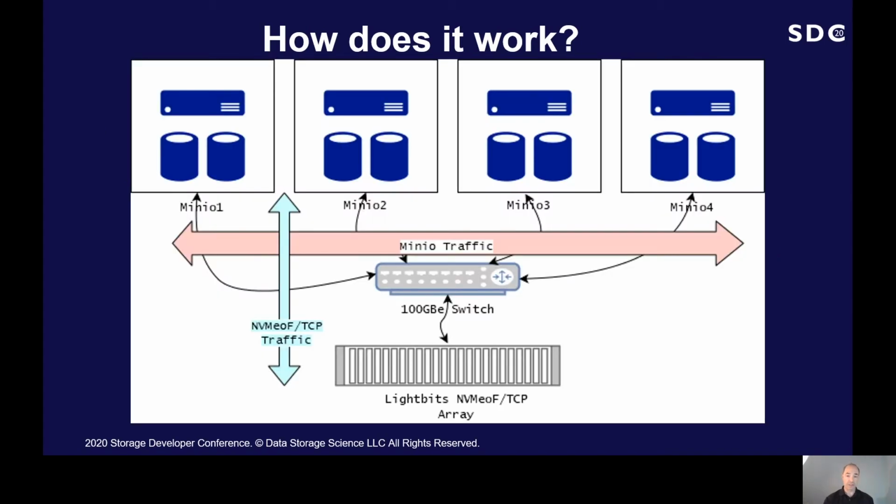So this is what it looks like. This is exactly what it looks like really: four servers with file systems on each server, that they all come from the NVMeoF array. So NVMe traffic is north and southbound. MinIO cluster traffic is east and westbound. That all uses the 100 gig switch.